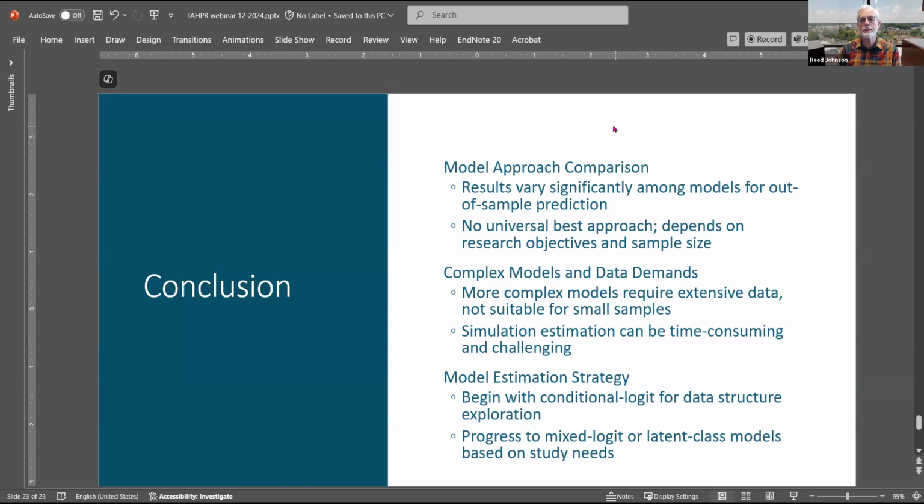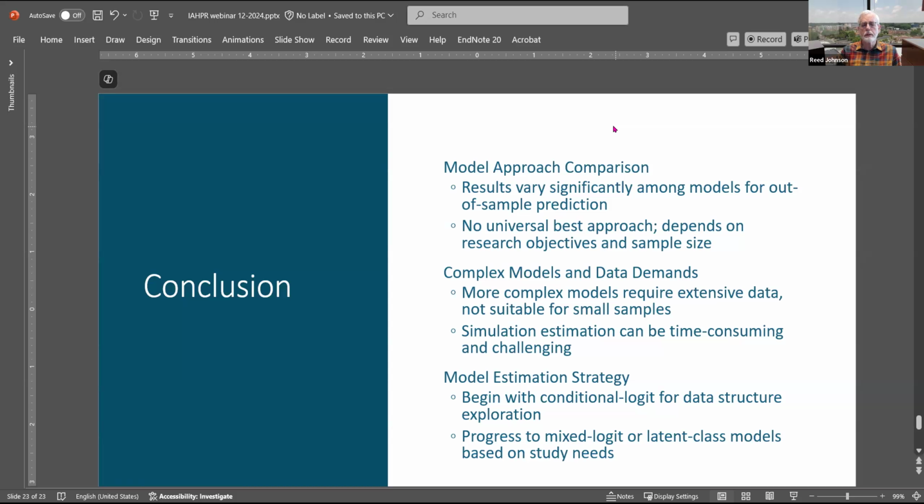Mixed logit uses a simulation estimator. And if you have a lot of parameters that have to be estimated with mixed logit, it can take a long time. In R, for a typical study, a bit more complicated than the example that I used today, it can take, I would say, 20 to 40 minutes maybe to estimate one model.